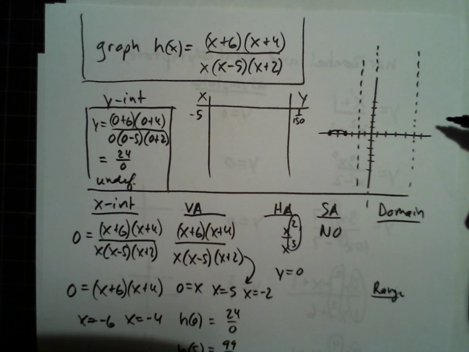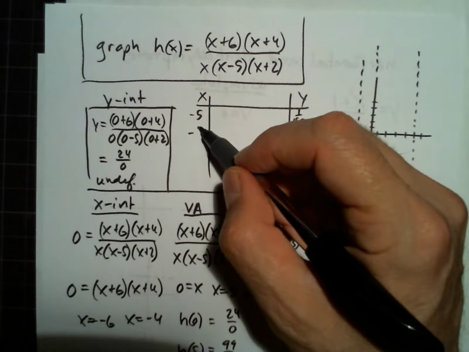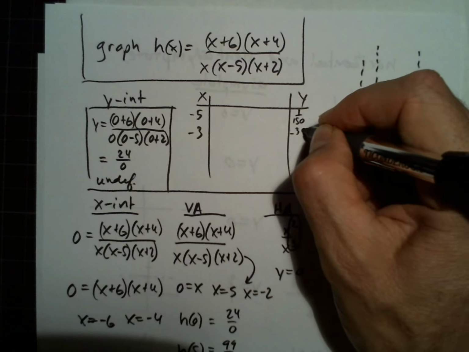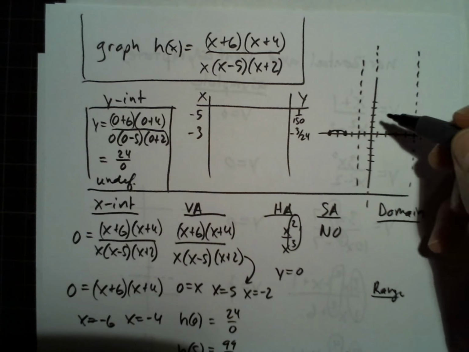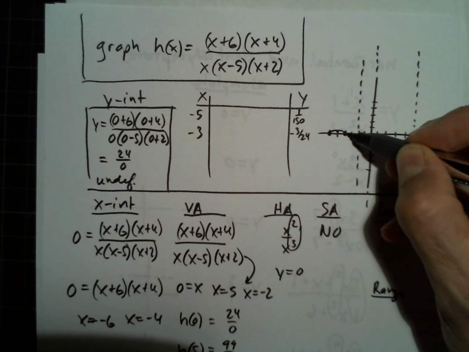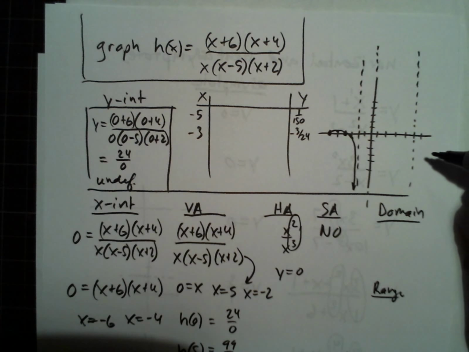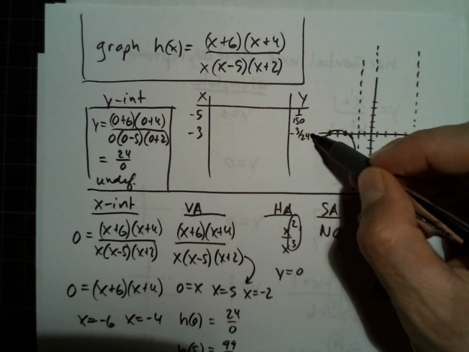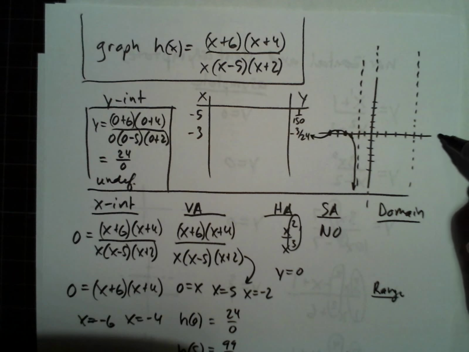Let's see what's happening at -3. At -3, we get -3 over 24. So we have a small negative number at -3. So we know we're going down like that. And then this is going to follow that asymptote. This ends up going down and then following the horizontal asymptote here.